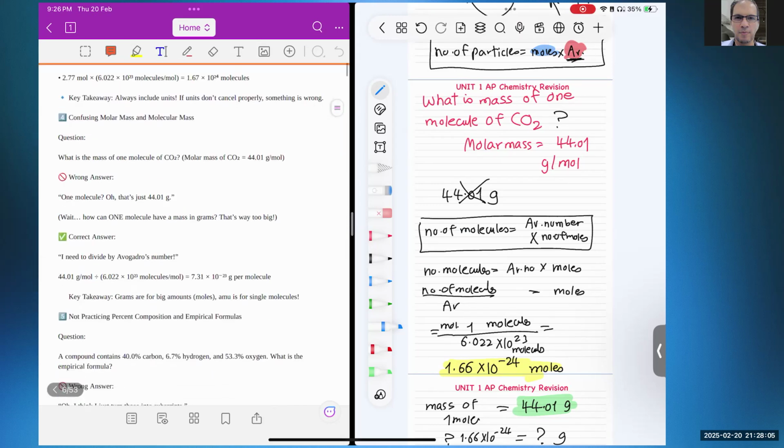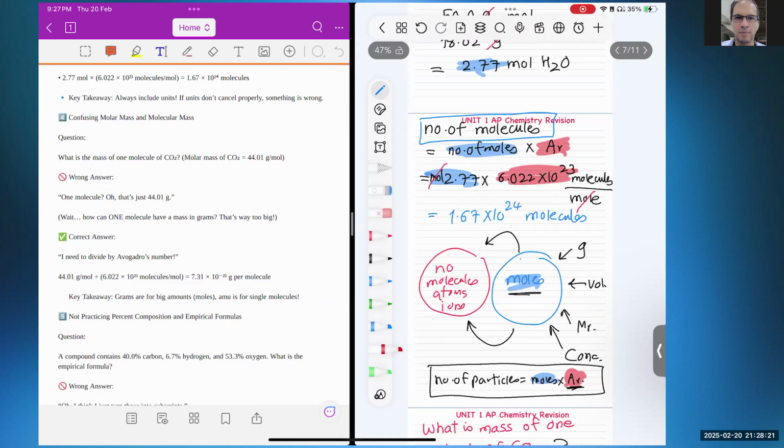I want student will come and say this 44.01 because this is not correct. This is the mass of one mole. I'm not asking you about the mass of one mole. I'm asking you about the mass of one molecule. Do you remember what we say? When we say molecule, we have to find the moles first. Don't forget. When you say the molecules or atoms or ions, you have first to find the moles.